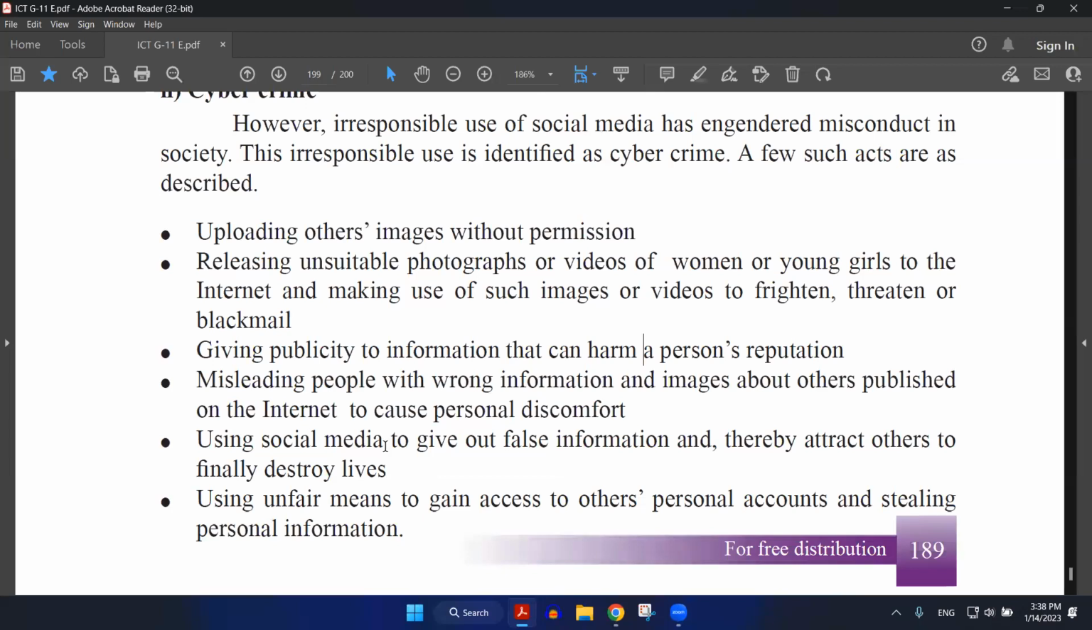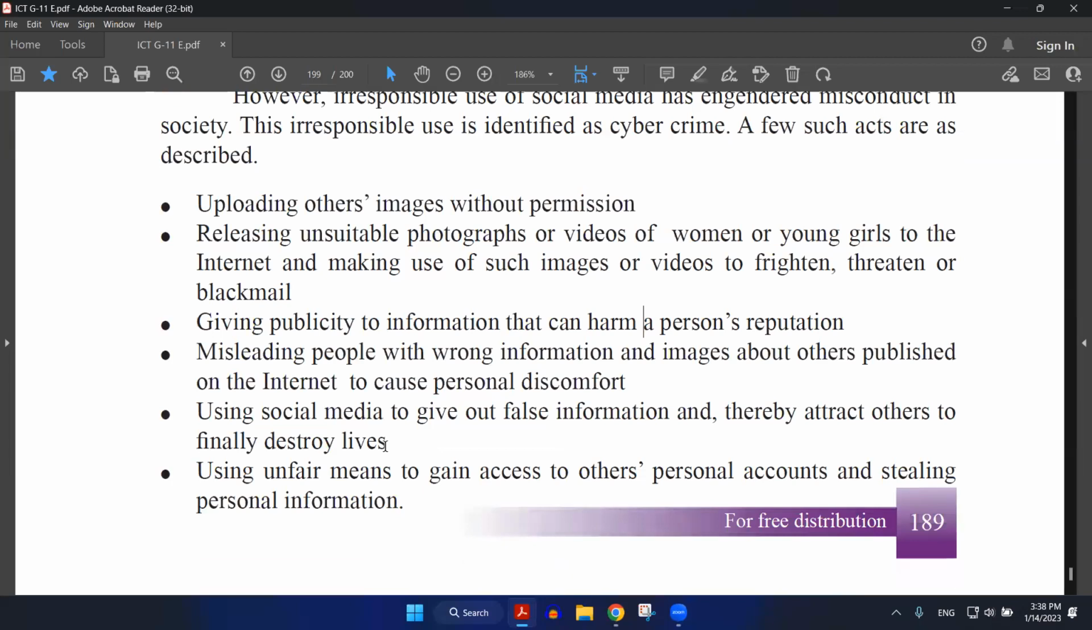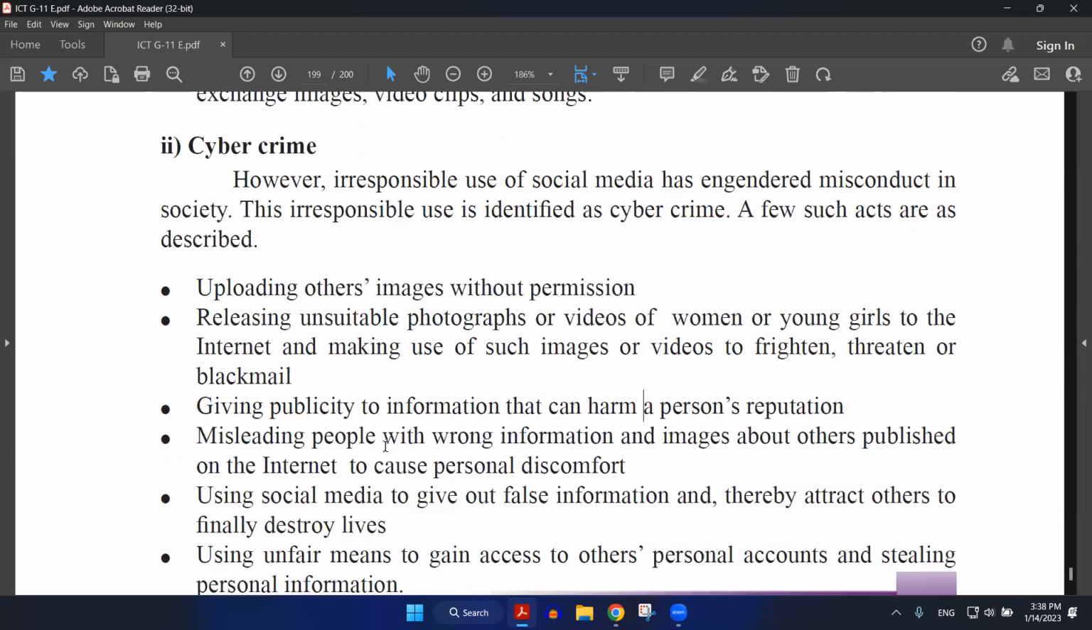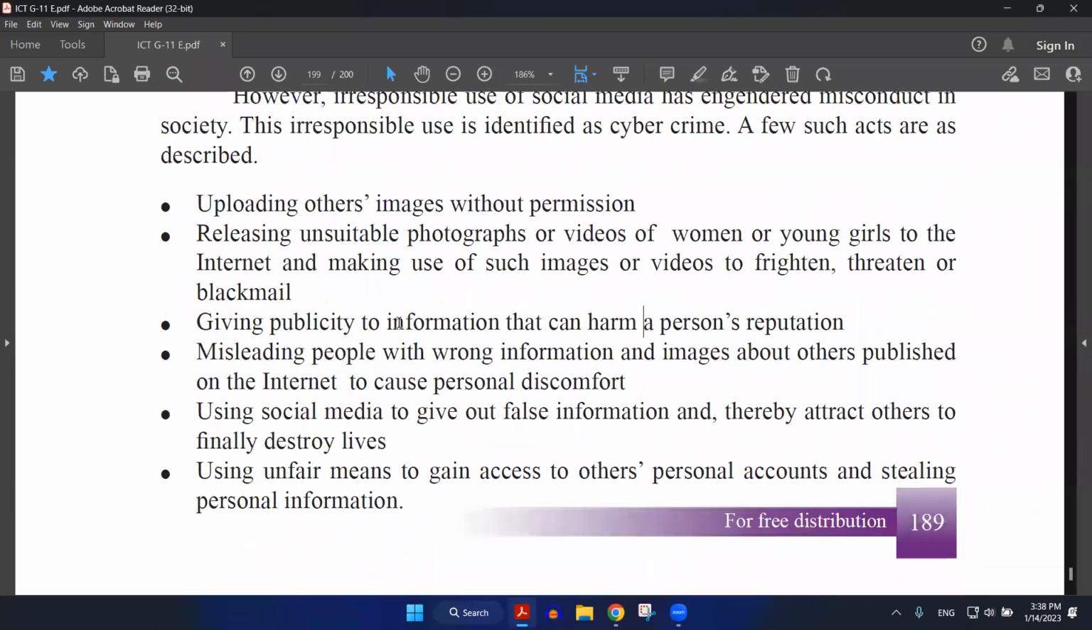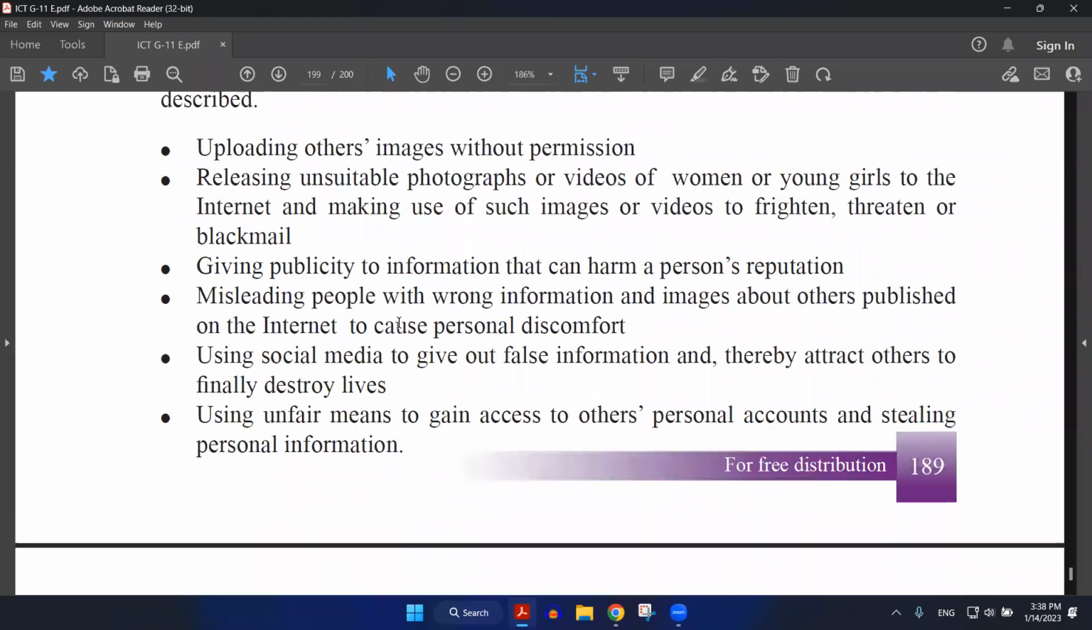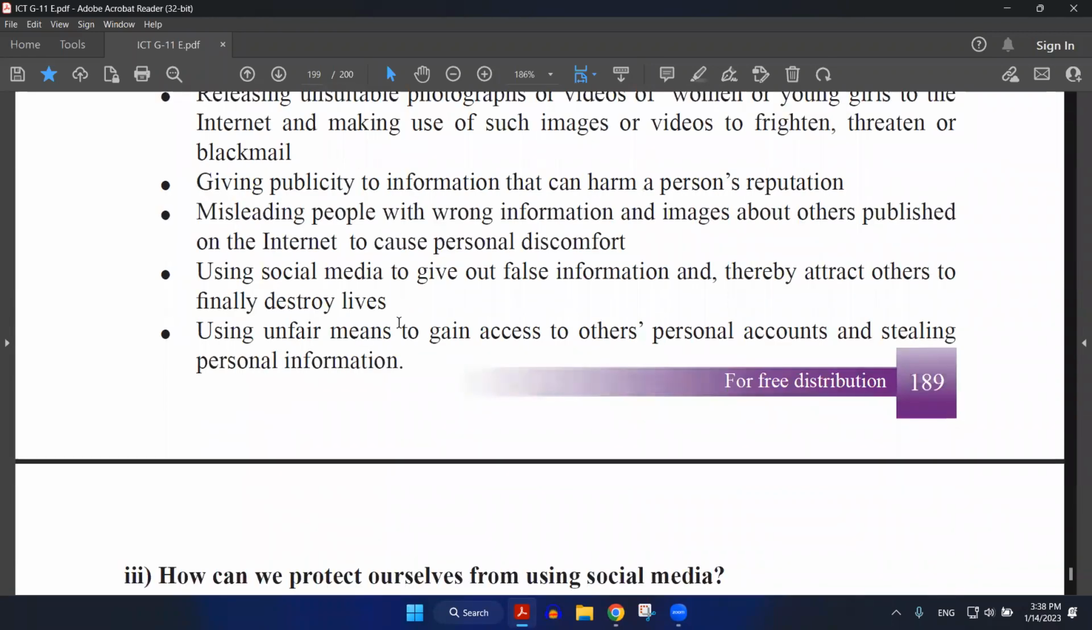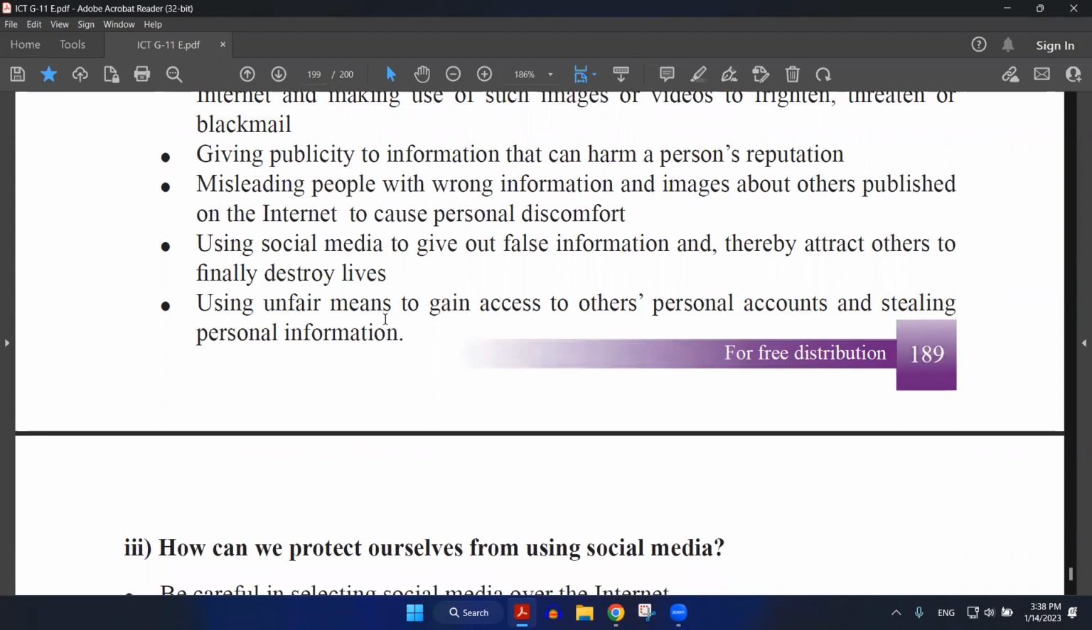And using unfair means to gain access to other people's personal accounts and stealing personal information. Yeah, that happens big time when it comes to social media, because now it is open in many different ways on many different devices. So maybe a person forgets on which device they have accessed social media. So very easily others can access someone else's social media accounts and misuse them, right?